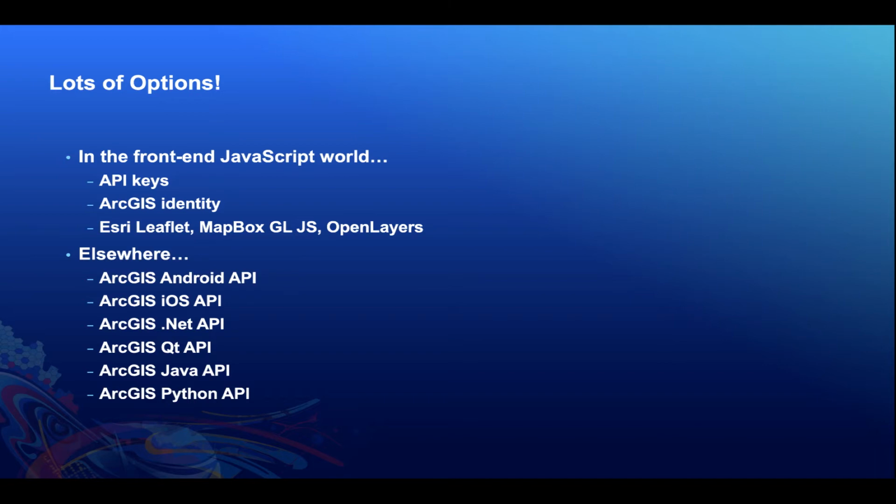Both API keys and ArcGIS Identity are also supported in our libraries to work with other mapping technologies, including Leaflet, Mapbox GL JS, and OpenLayers. API keys are fully supported in these libraries, but at the time of this presentation, ArcGIS Identity is only supported in a limited capacity. So if you're using any of those three libraries, I would encourage you to check the documentation for the most up-to-date information about which parts of ArcGIS Identity are and aren't supported.